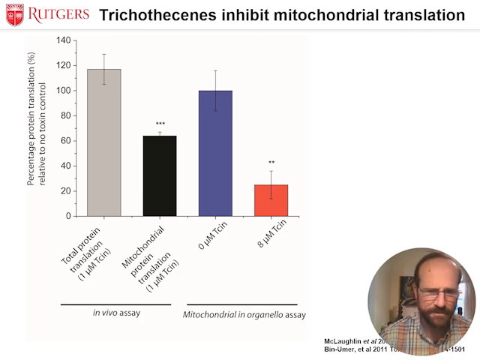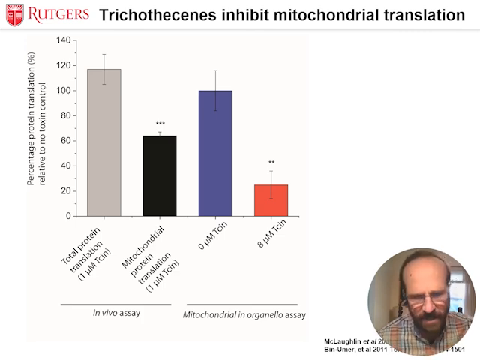If you look at the total protein translation with 1 micromolar trichothecene, you can see it is actually boosted. It's above 100%, because sometimes these toxins have an effect where the production of proteins can actually be induced. That's an example of hormesis. At that same level of trichothecene, the mitochondrial protein translation is seen to decrease relative to 100%. Of course, when you increase that from 1 to 4, the total mitochondrial protein translation goes down.